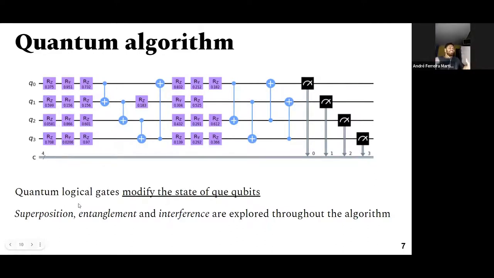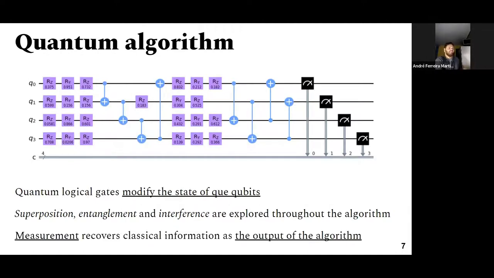But the idea is to explore these properties throughout the algorithm by modifying the state of quantum information, and possibly exploring those properties in a way that gives us some sort of advantage compared with the classical procedures, classical algorithms that we can think of.